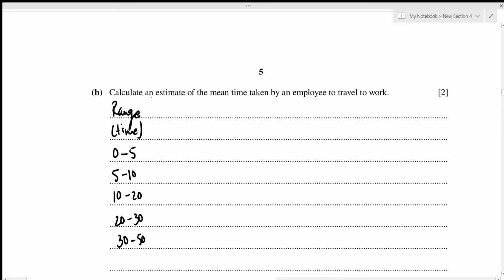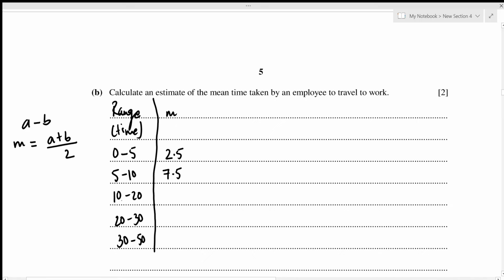All right, now let's write down the mid values, which I'm going to denote as M. Now, if we're talking about a range A to B, and we need to figure out the mid value, that's just going to be (A plus B) by 2. So for the first case, that's going to be 0 plus 5 by 2, which gives us a mid value of 2.5. For the second case, that's going to be 5 plus 10 divided by 2, which gives us the value of 7.5.